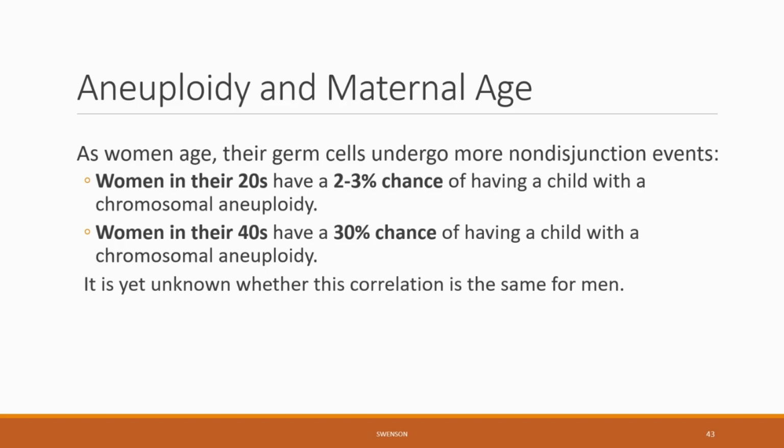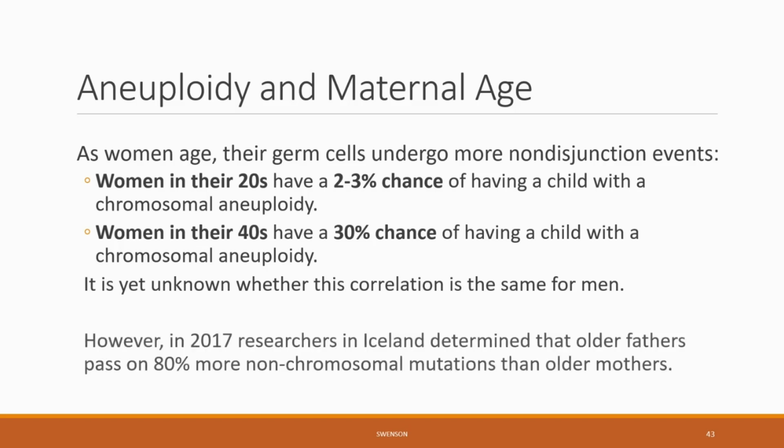As women age, their germ cells undergo more non-disjunction events. Women in their 20s have a 2 to 3% chance of having a child with a chromosomal aneuploidy. Women in their 40s have a 30% chance of having a child with a chromosomal aneuploidy, and it's yet unknown whether this correlation is the same for men. However, in 2017, researchers in Iceland determined that older fathers pass on 80% more non-chromosomal mutations than older mothers.